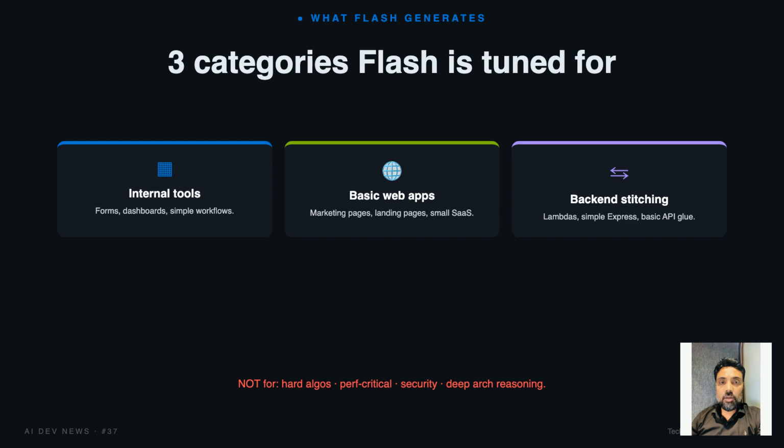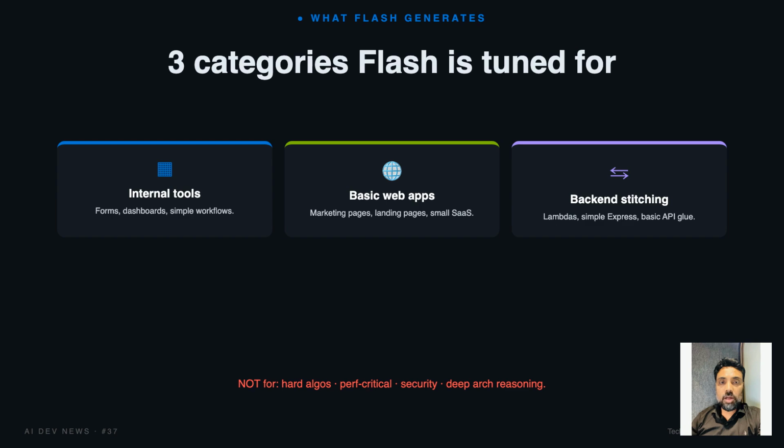Where Flash is not the right pick is hard algorithmic code, performance sensitive systems, security critical code, or anything requiring deep architectural reasoning. For that, you reach for MAI Thinking 1 or Claude Opus.